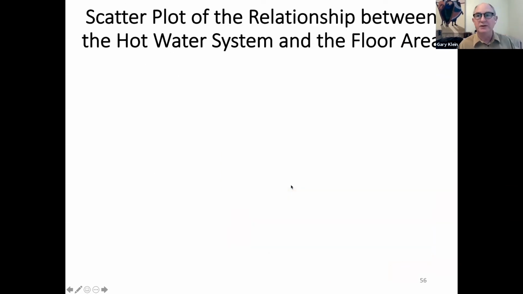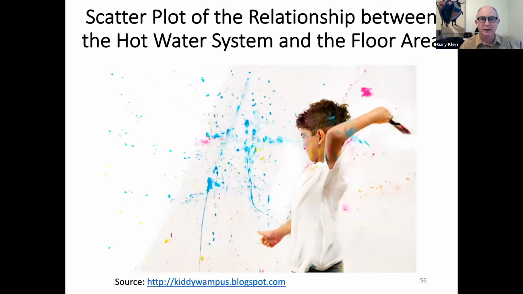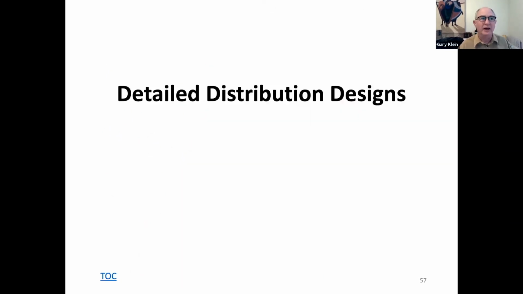All right. So I want to share with you the plot of the relationship between the hot water system and the floor area. It's a scatter plot diagram just to show you what the relationship looks like. There it is. There isn't one. People keep telling me there's got to be a relationship, and I'm telling you the floor plans do not do that. Now, how do we fix this stuff?